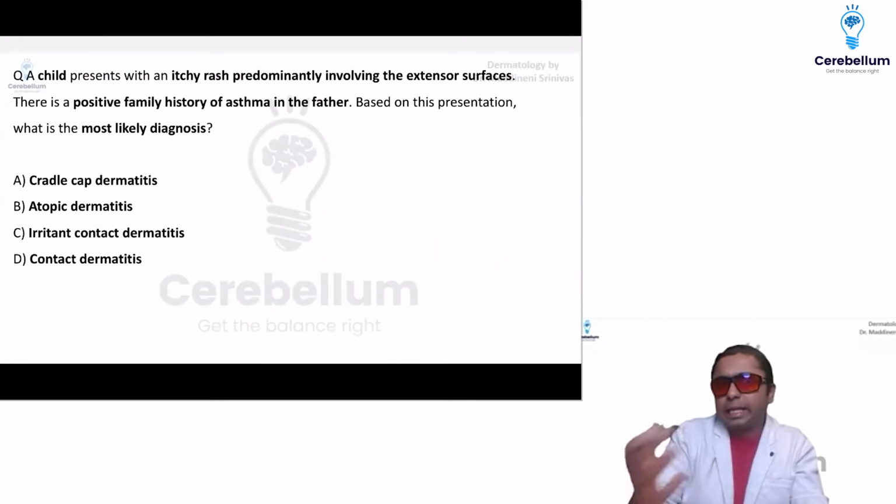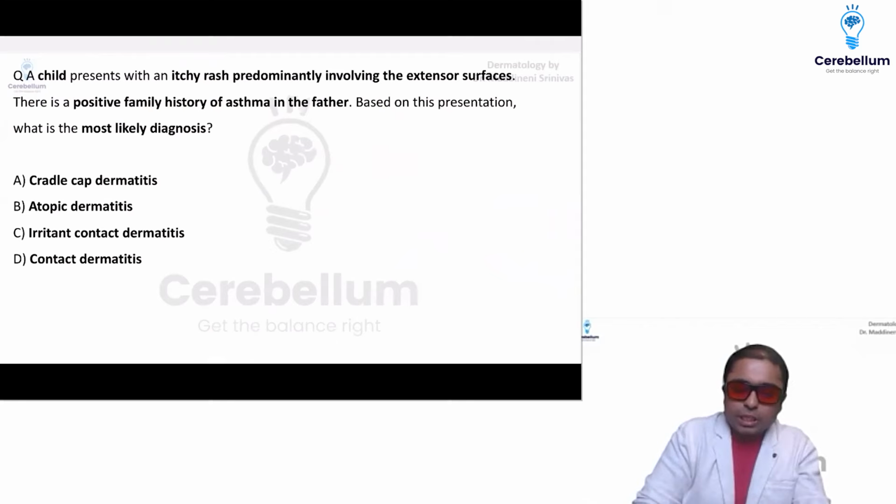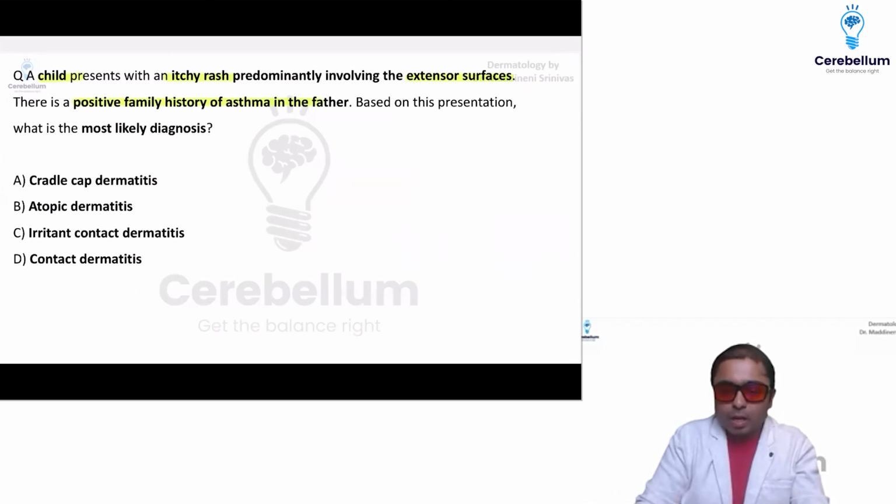So if you feel anything is missing or anything is extra, you can put it in the comment section. Next question, child presenting with itching, which is predominantly present on the extensor surfaces. A positive family history of asthma was also mentioned in the father. So based on this presentation, what is the most likely diagnosis? Yes, this is atopic dermatitis.